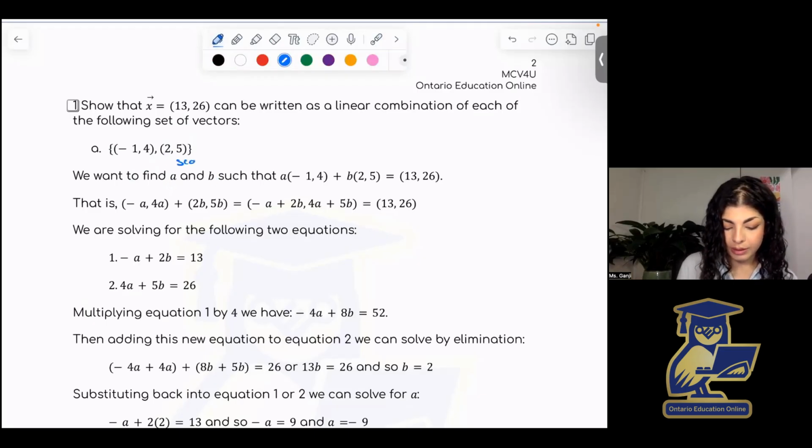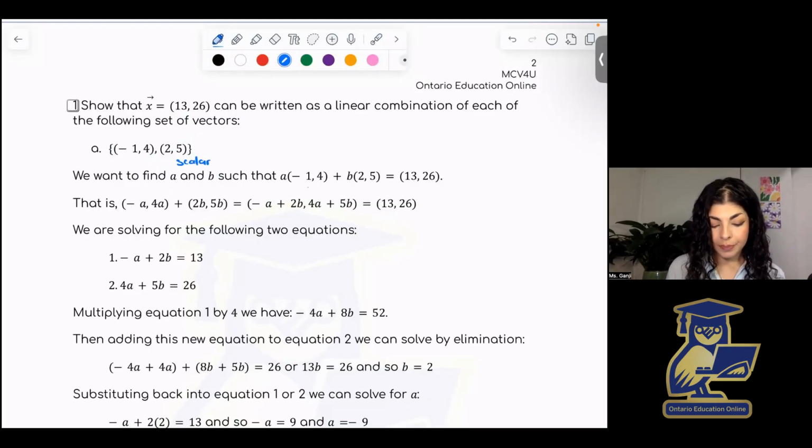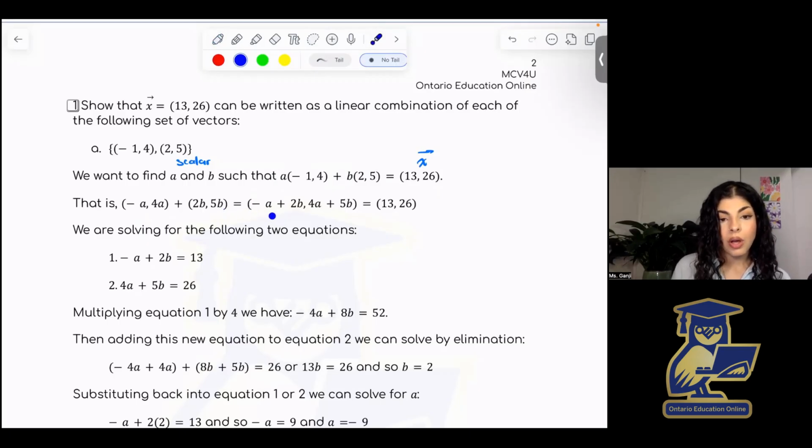So starting here, we want to find A and B, which are scalars, such that if you multiply A by (-1, 4), which is our first vector, and then B by (2, 5), which is our second vector in the set, then we have a final output of (13, 26), which was vector x. Now, using scalar multiplication, this is really (-A, 4A), and then this is (2B, 5B). So the result is then in our x component, -A plus 2B, and then in the y component, 4A plus 5B, which is exactly what we see here.